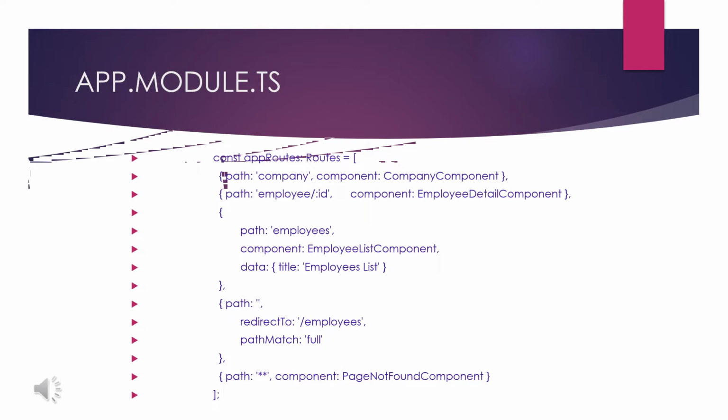Next one is redirectTo employees with pathMatch full. If I log in to the application, the application will automatically redirect all of us to the employees page, so the employees page will be loaded. Slash employees means I already declared this path, employees, for the employee list component in the previous path, so that is matching here. PathMatch full means it will automatically redirect there whenever I start the application.